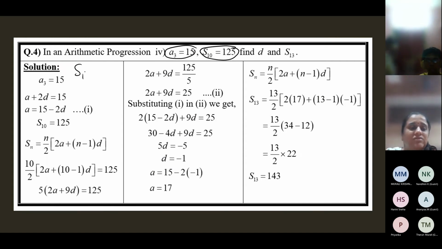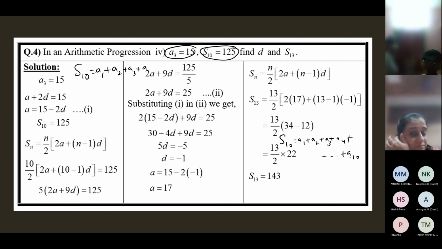So S10 means A1 plus A2 plus A3 plus A4, so on till A10. This is what S10 is. A1 plus A2 plus A3 plus A4, so on till A10. That is S10. So S10 is given to you.